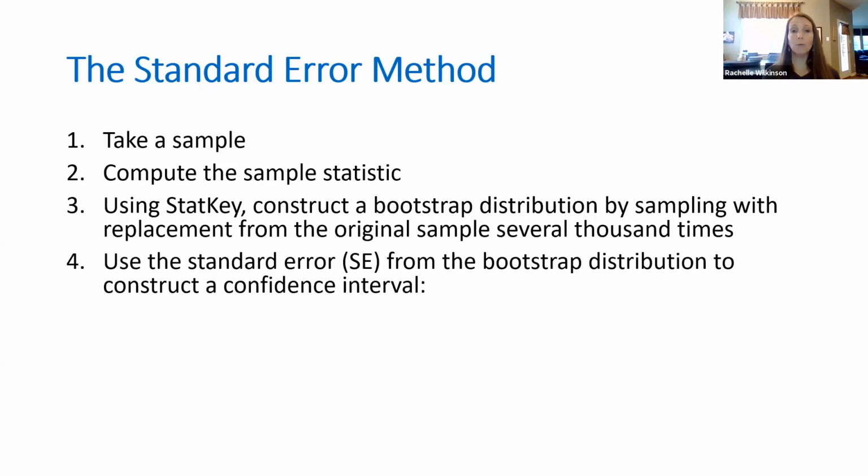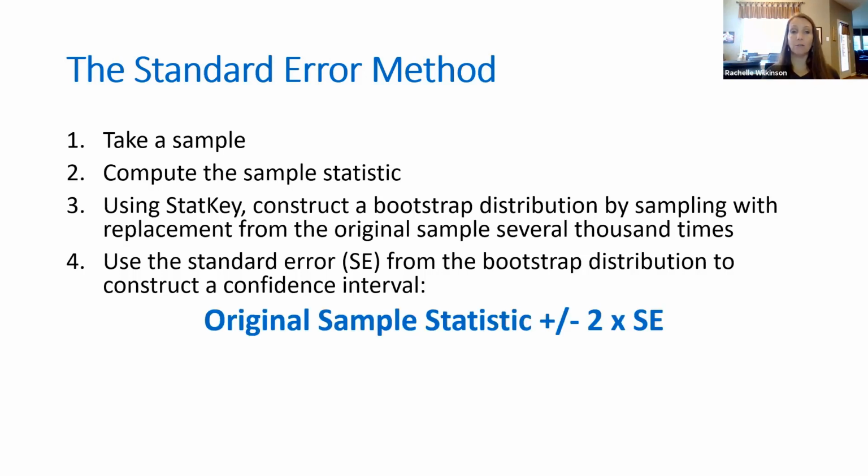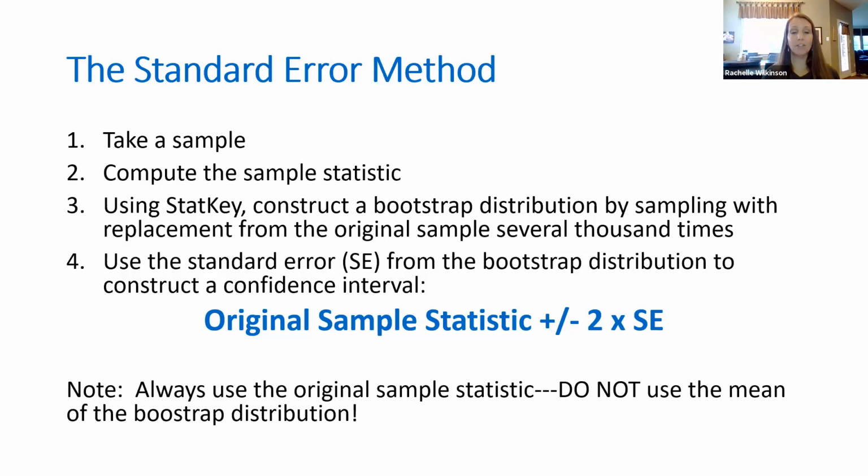Once we've constructed our bootstrap distribution, then we use the standard error from the bootstrap distribution to construct a confidence interval by taking the original sample statistic plus and minus 2 times the standard error. And one reminder is that when we're constructing this confidence interval, we always want to use the original sample statistic and not the mean of the bootstrap distribution.